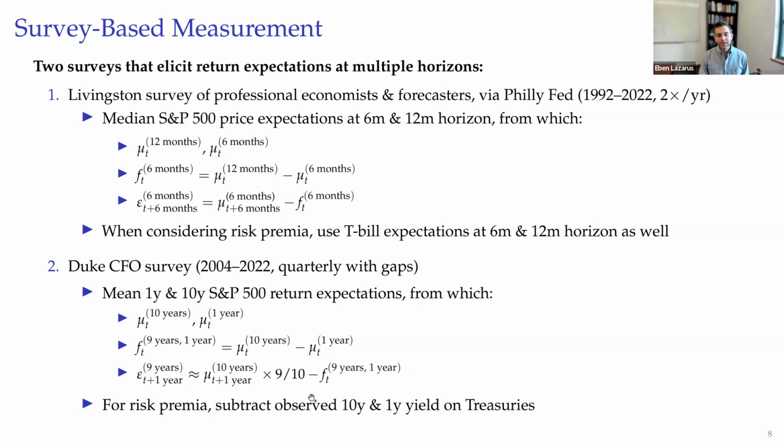Now, the CFO survey does not ask for expectations of risk-free term structure. And so when calculating risk premia, we are going to impose the expectations hypothesis and just subtract observed 1 and 10-year yields on treasuries.